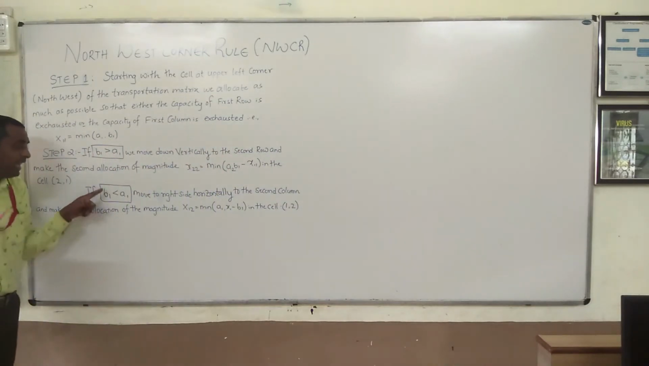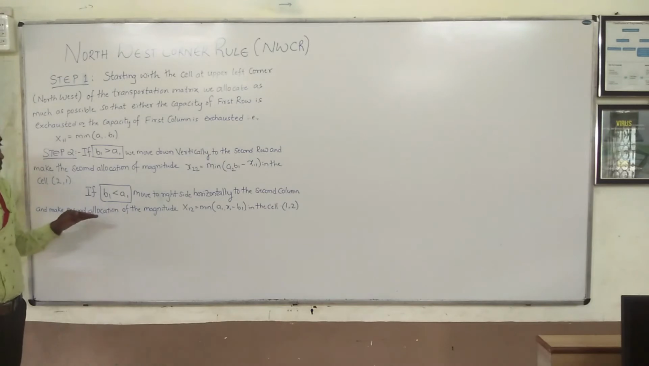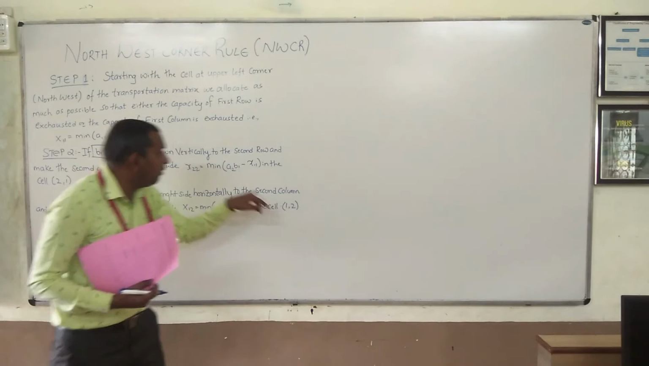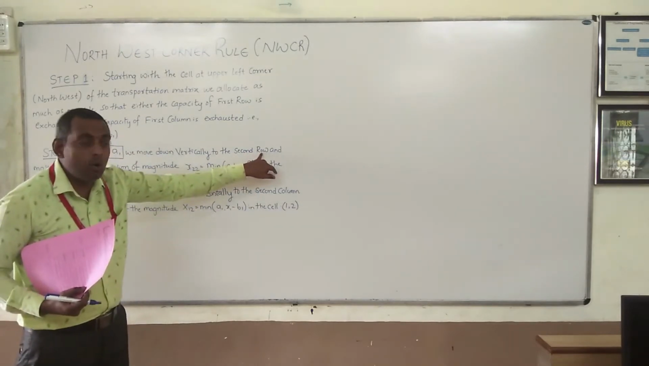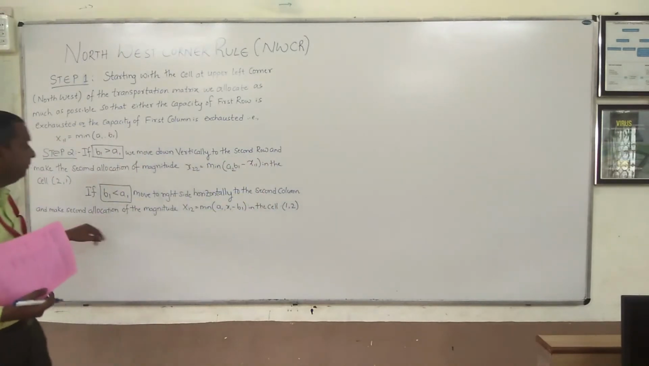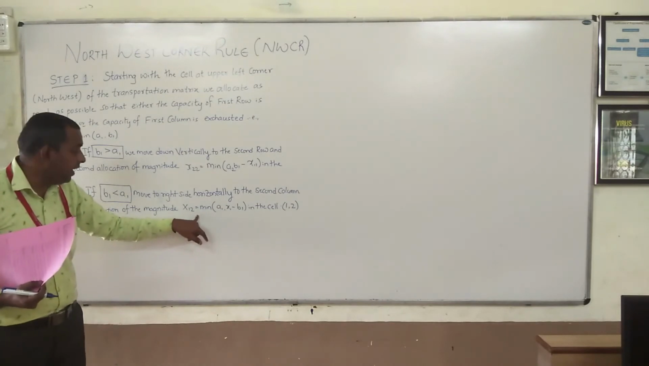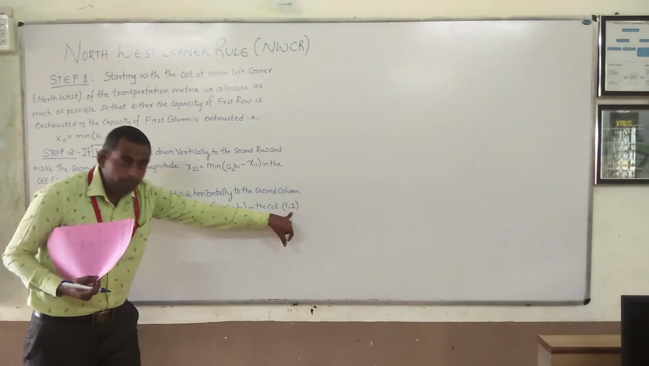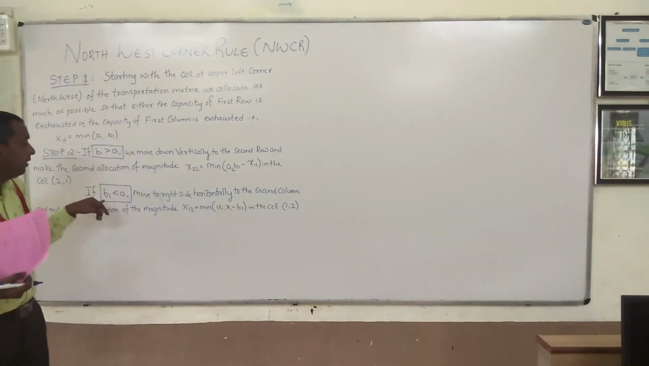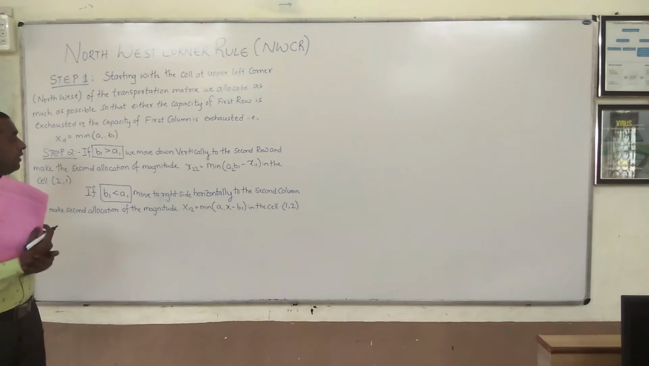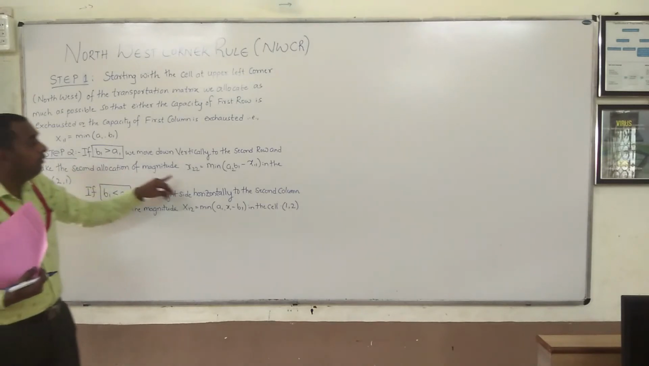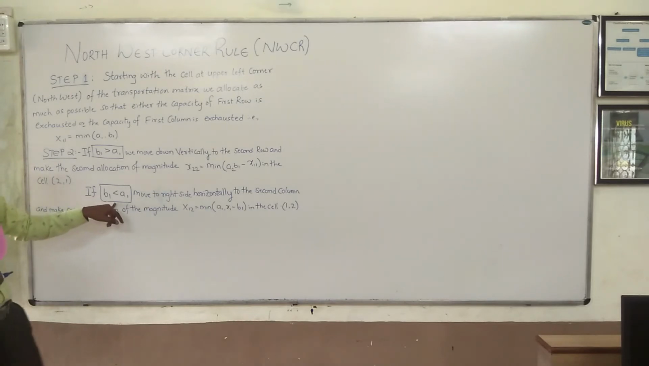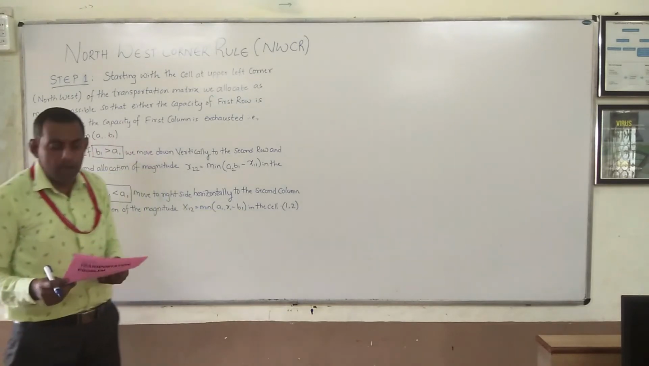Fine. What happens if B1 is less than A1? Move to the right side horizontally to the second column, whereas here it is the second row. So we have to make the next allocation in the cell 1 comma 2 when B1 is less than A1. What happens if B1 is greater than A1? We make an allocation in 2 comma 1. If B1 is less than A1, we make the allocation in 1 comma 2.